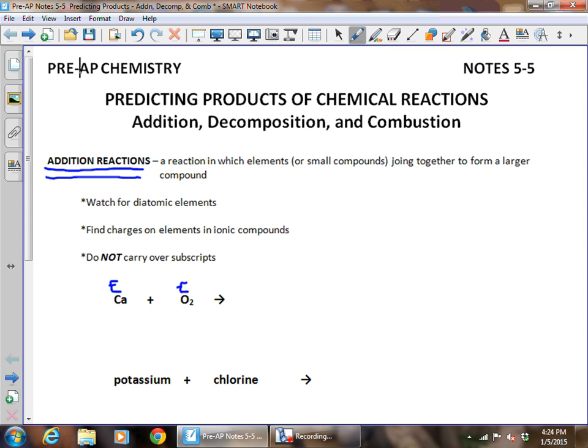Now, I've honestly found that it's often easier if we write it in words first, when it's a formula equation like this one. So calcium plus oxygen. Now notice I'm doing this in green, so that means you don't have to do it this way. It just can help. So if we put calcium and oxygen together to form a compound, we're going to get calcium oxide. Remember, we always put the positive one first, the negative one second.